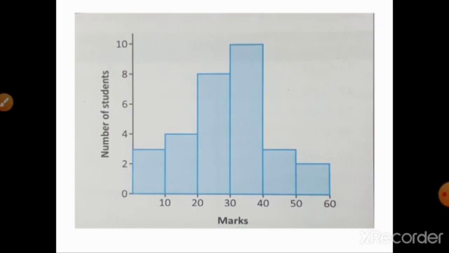Here in the diagram itself we can see the differences between the bar diagram and the histogram. See, there is no space between the bars. So that shows the histogram.